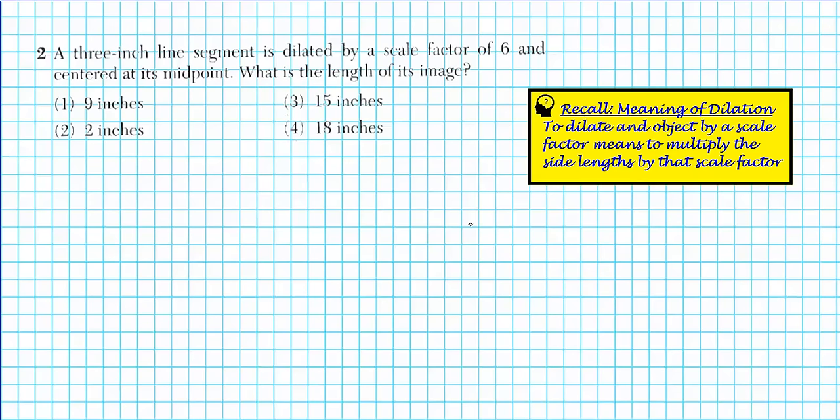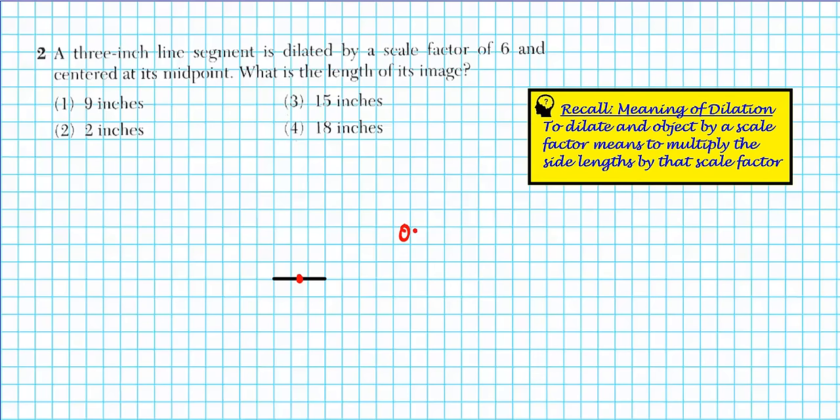Okay, so one thing you want to remember is the meaning of dilation. Now, when you dilate an object by a scale factor, it simply means you're multiplying the lengths of that object by that scale factor. So if we have a line segment that is 3 inches, let's draw a 3-inch line segment right there. Let's say that's your 3-inch line segment, and you scale it up by a factor of 6. Let's say this is the center of the line segment right here. If you scale it up by a factor of 6, the image is going to be 6 times the length of this.